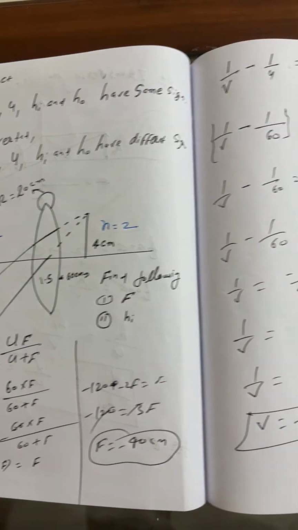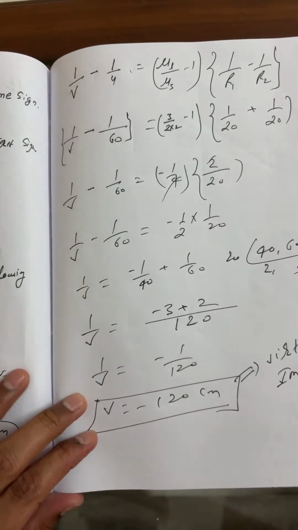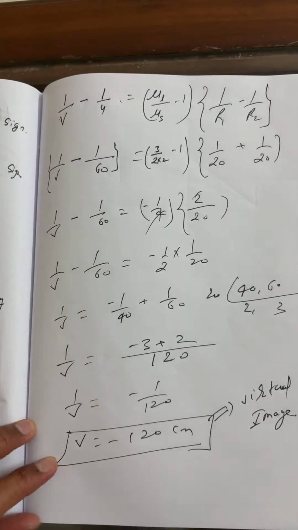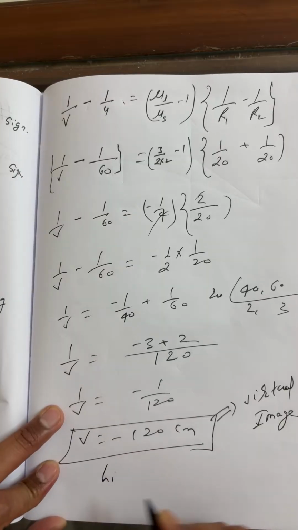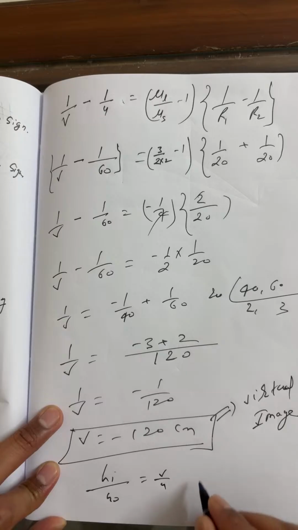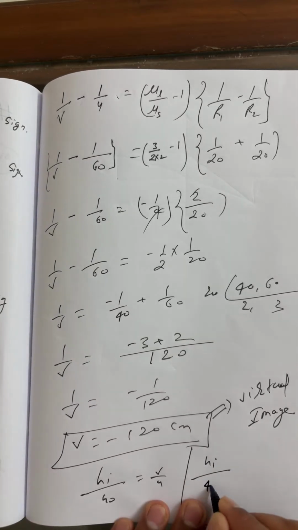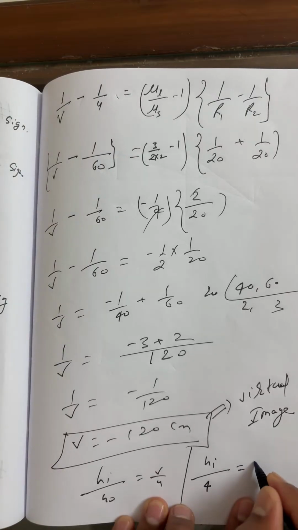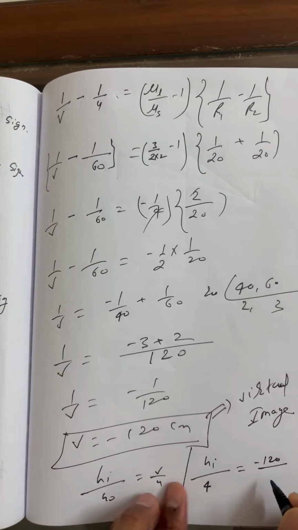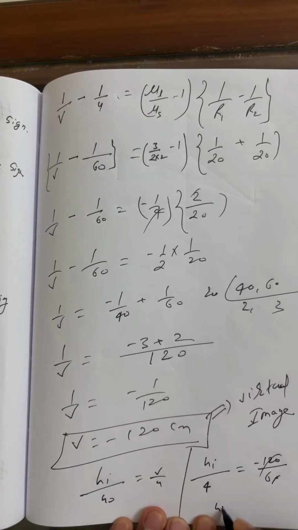Further, students, you can apply the formula of magnification to get hi. So for hi, what can you write? You can use the formula hi by ho, which is v by u. Ho is already mentioned, which is 4 centimeter. V is minus 120, u is plus 60. So you can say the 60s cancel, minus 2 times. For hi, you will get minus 8 centimeter.